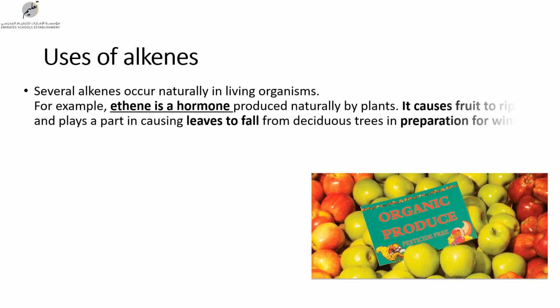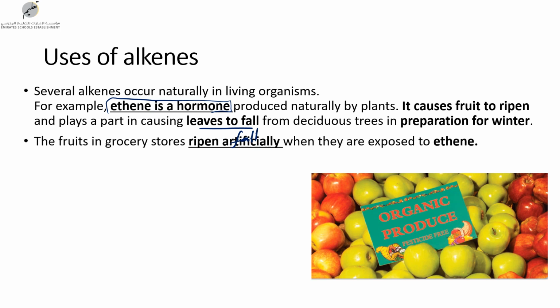Some uses of alkenes: ethene, which is a hormone. It helps fruit to ripen, okay? It helps fruits and vegetables ripen, especially fruits. And it causes leaves to fall from the trees in preparation for winter. So in fall, ethene helps leaves to fall off the trees.